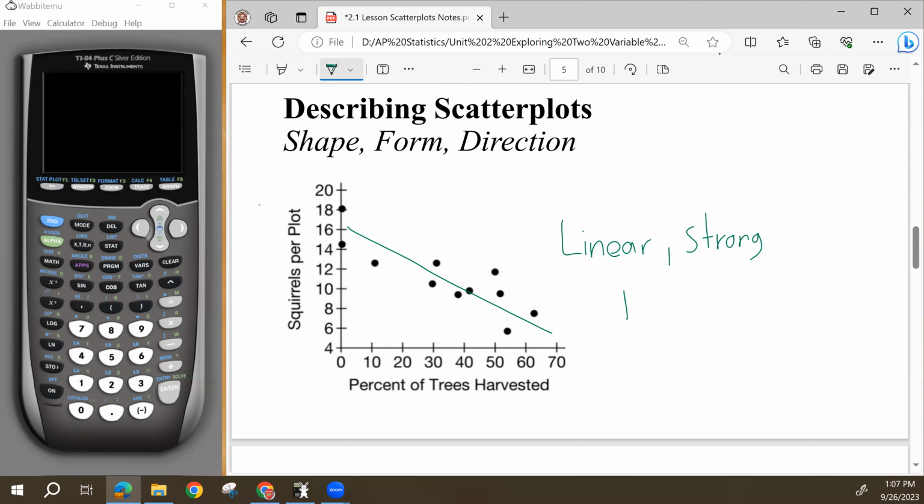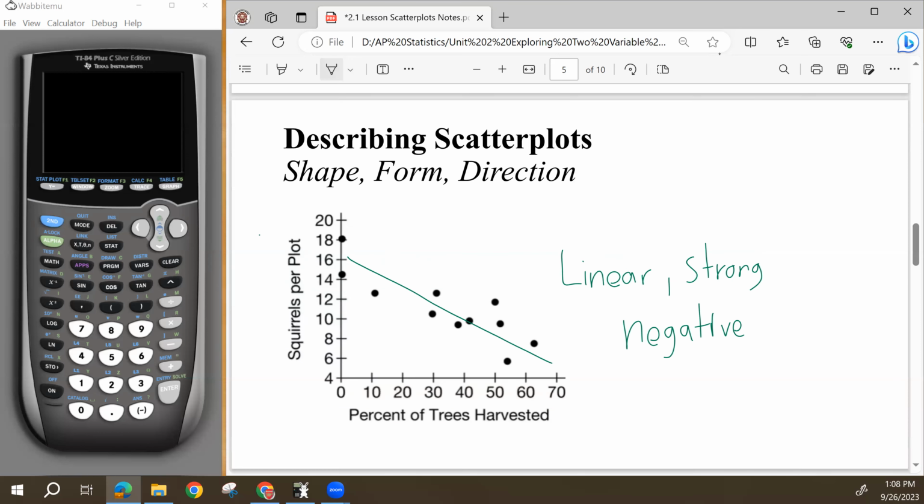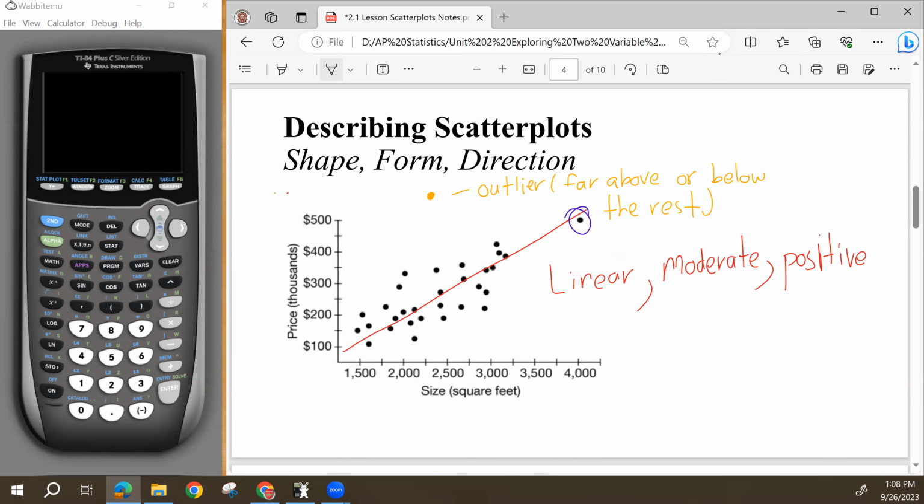And it's negative. And we need to be careful that when we talk about positive or negative, that doesn't mean good or bad. It just means what is the path of our data points? Are they going up to the right, or are they going down to the right? So what's happening here is typically as our percent of trees harvested increases, our squirrels decrease. Over here, as the size of our homes increased in square feet, the price of those homes also increased. And that gives us an idea of the pattern when we describe it as positive or negative.